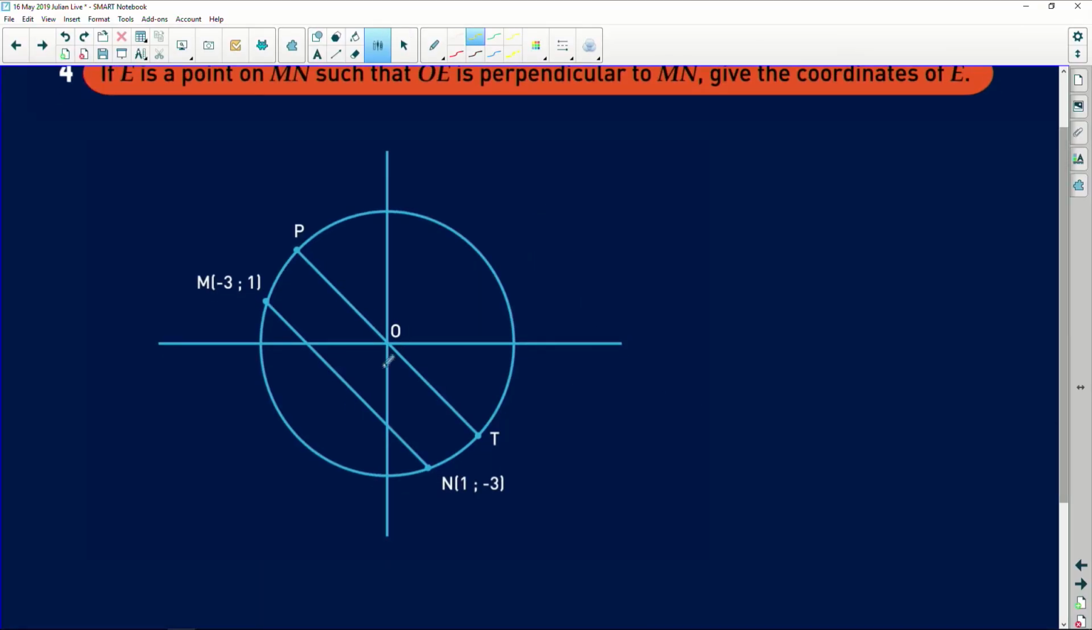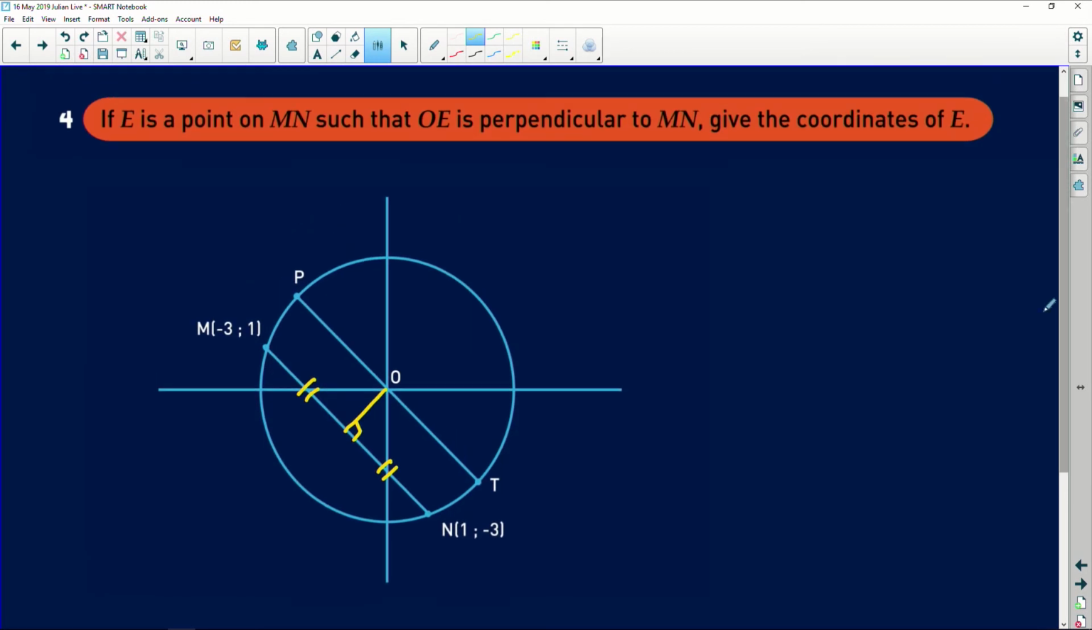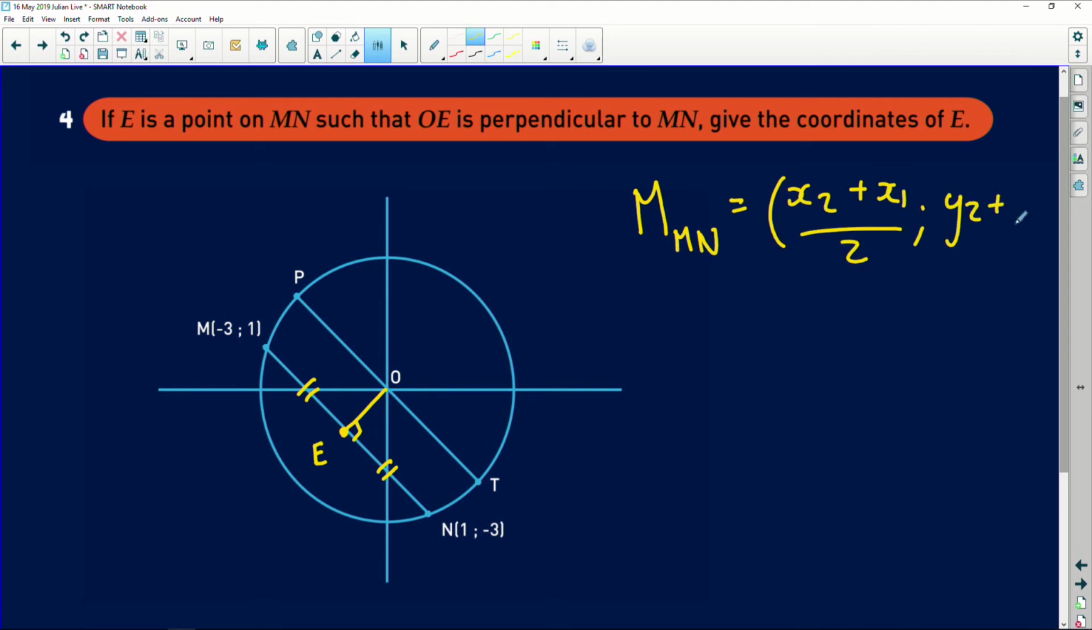If we've got some line that goes perpendicular to the chord, it bisects that chord. Okay? So this is a Euclidean geometry theorem that you can use when trying to solve these types of questions. So we know then that my point E is going to be the midpoint of M and N. Now my midpoint formula, guys, is on the formula sheet and it's going to be the following: x2 plus x1 over 2, y2 plus y1 divided by 2.